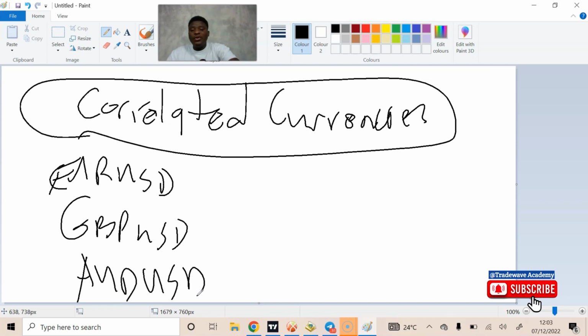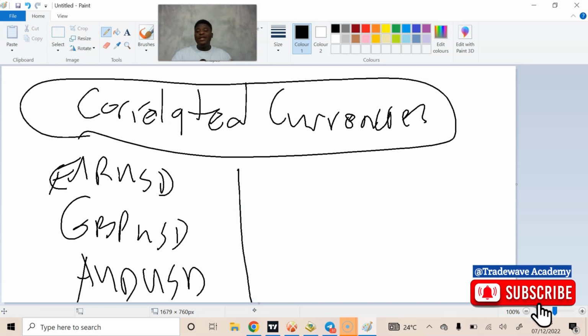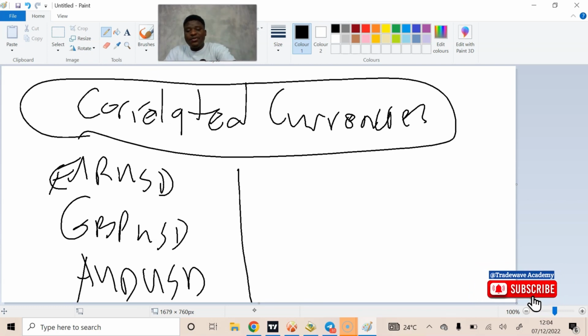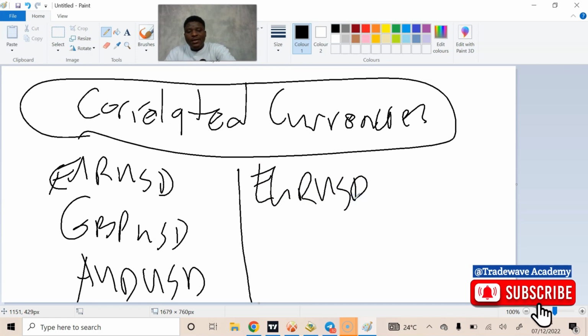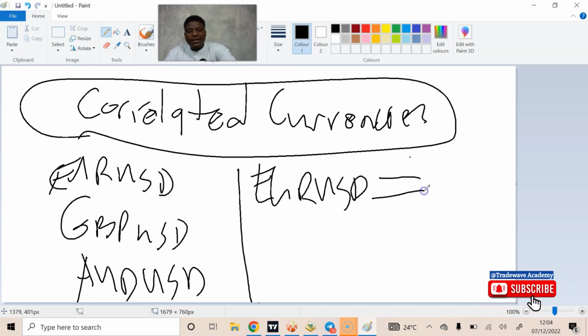Now there are also non-correlated pairs or oppositely correlated pairs, which actually move in opposite directions. For instance, we have the EURUSD, and how would I designate this? Okay, and the USDCHF.